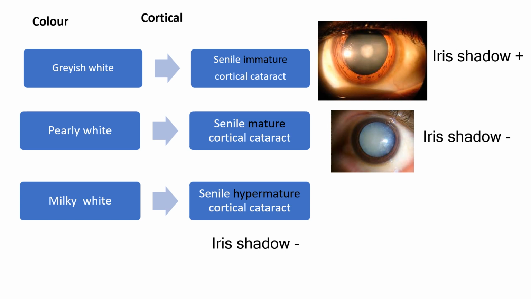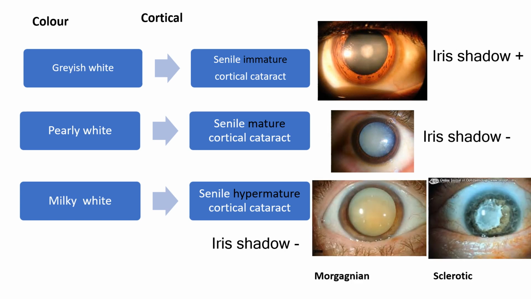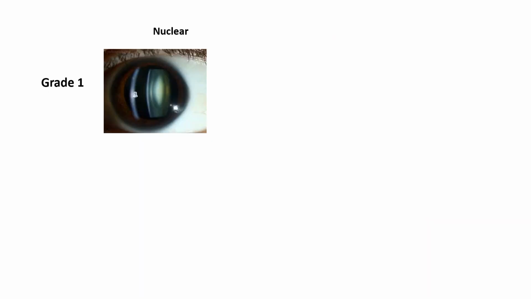If it's pearly white or milky white, iris shadow will be absent. In this case, you will mention iris shadow absent. And please be sure, iris shadow you will mention in the lens examination and not in the iris examination, right? This is the Morgagni and the sclerotic cataracts, right?